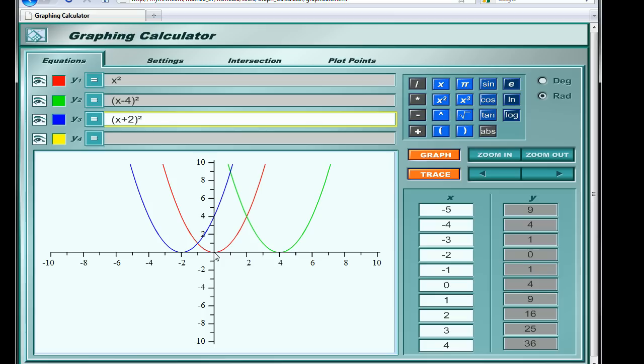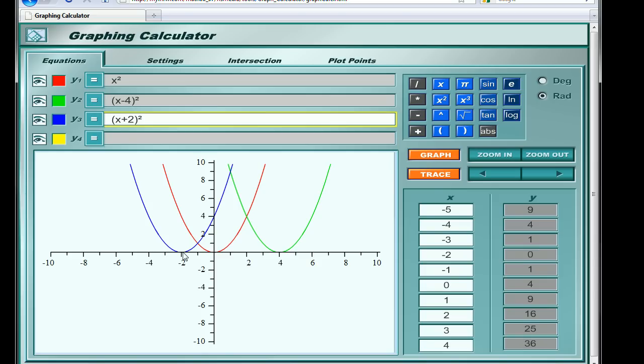Over here, the vertex is where x is equal to 0, when you get 0 squared up here. Now, over here, the vertex is when x is equal to 4. But when x is equal to 4, you stick 4 in here, you get 4 minus 4. So you're still squaring 0, right? 4 minus 4 is 0, and that's what you're squaring.